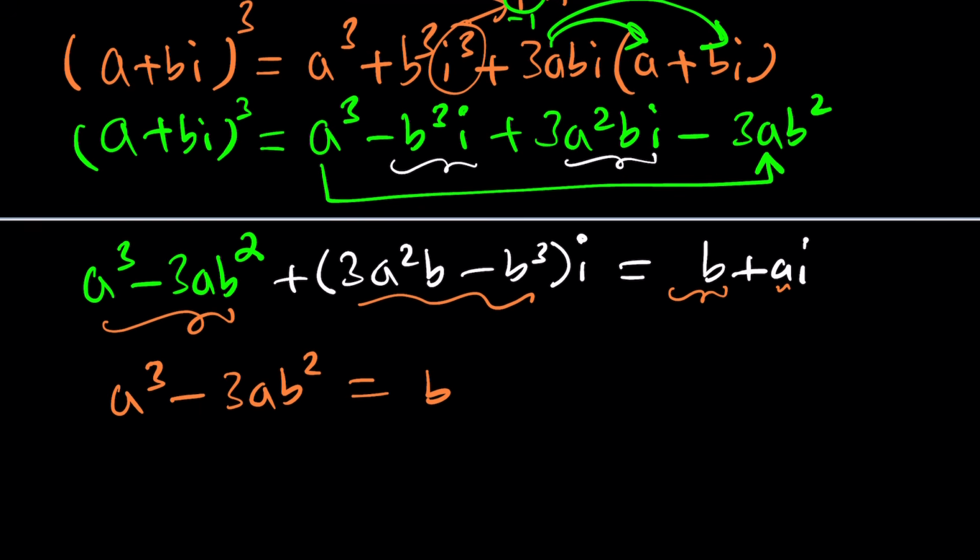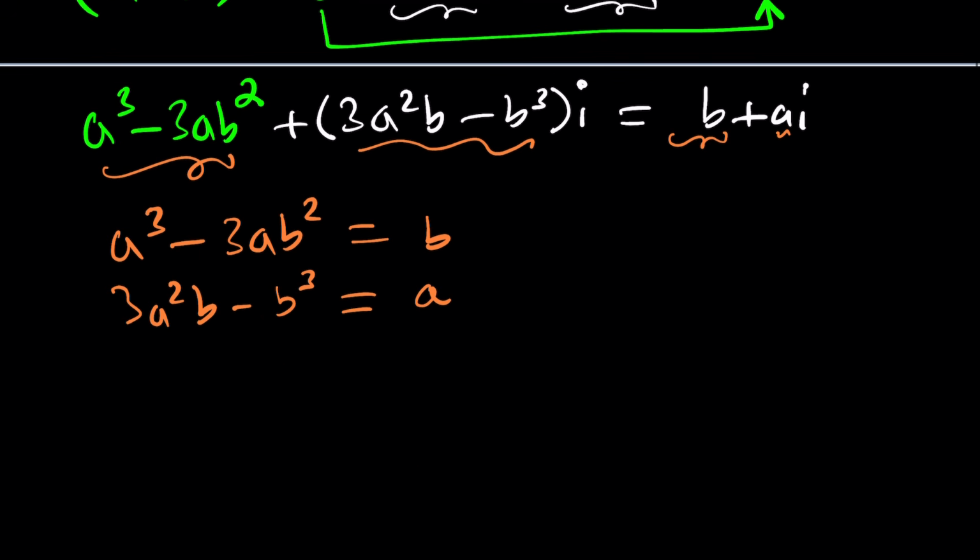This, and then this equals this. How do you like this system? Let me know what you think. It's ugly, isn't it? Well, this is cubic, first of all, so it's probably hard to solve. But I'm going to do something interesting to make this problem more friendly, hopefully.